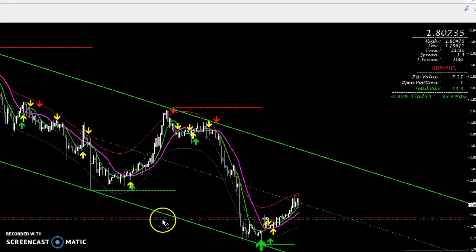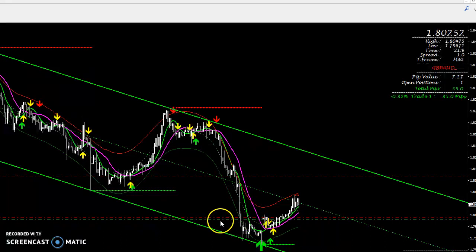You can move it a little bit below these moving averages right here. You can sit it right here, or you can put it right above your entry line. In this place, I want to guarantee myself something. So I'm going to move it right above my green line, so I'm guaranteed something. So this is what we call a risk-free trade.